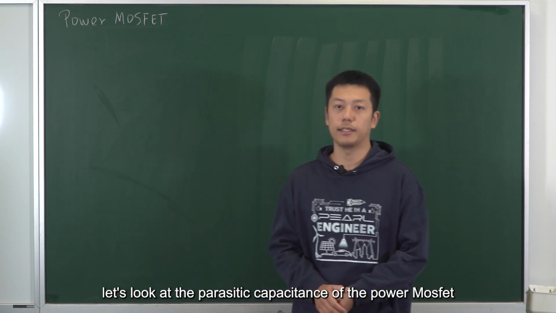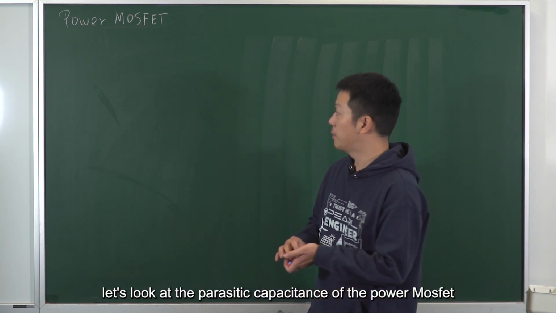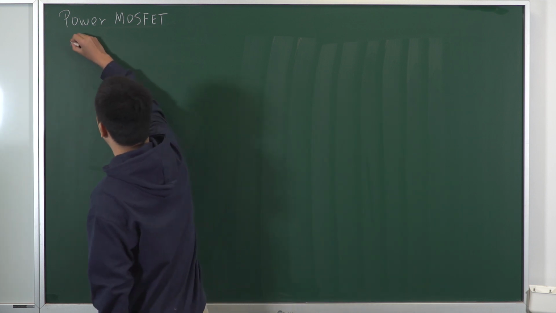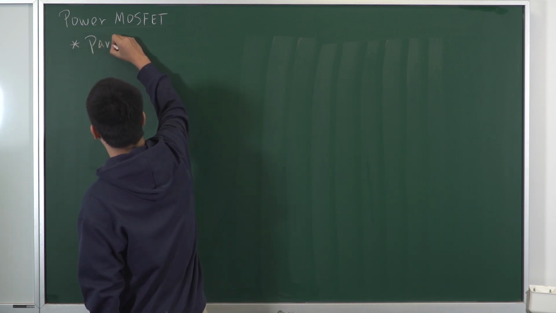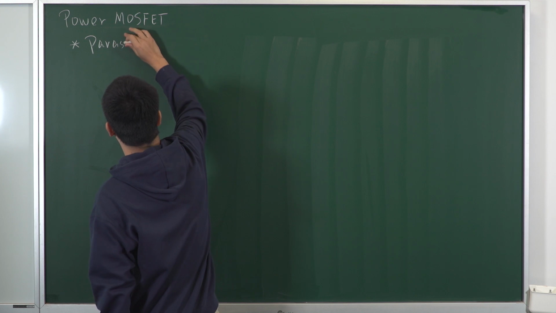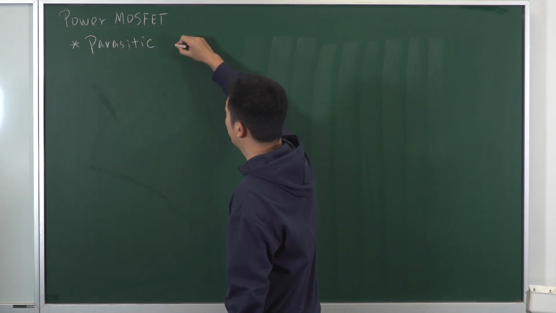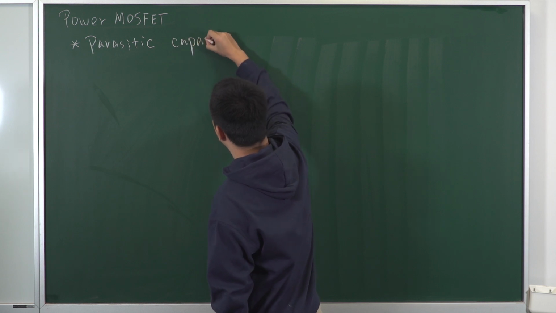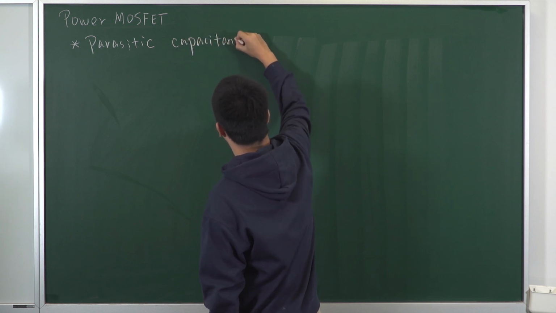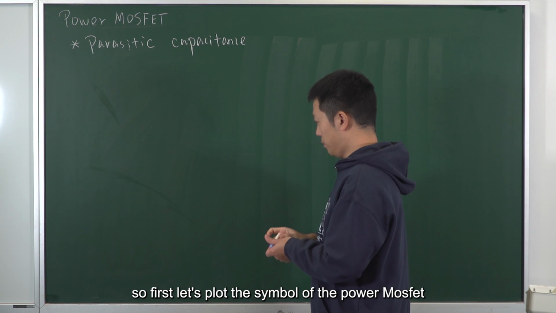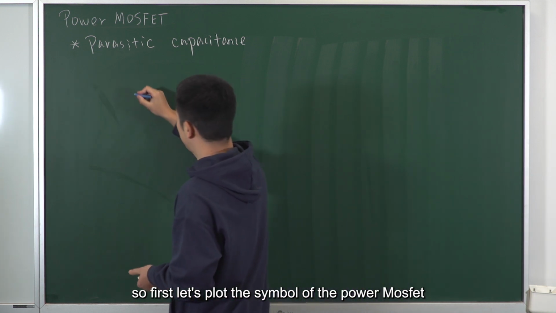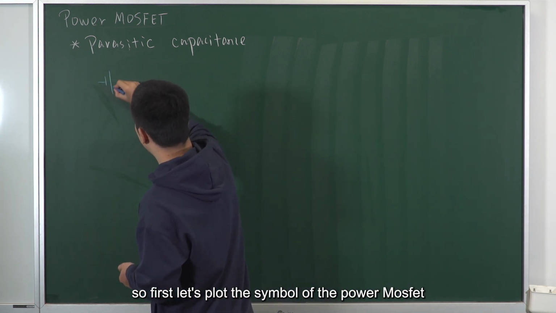Now let's look at the parasitic capacitance of the power MOSFET. Parasitic capacitance. So first, let's plot the symbol of the power MOSFET.